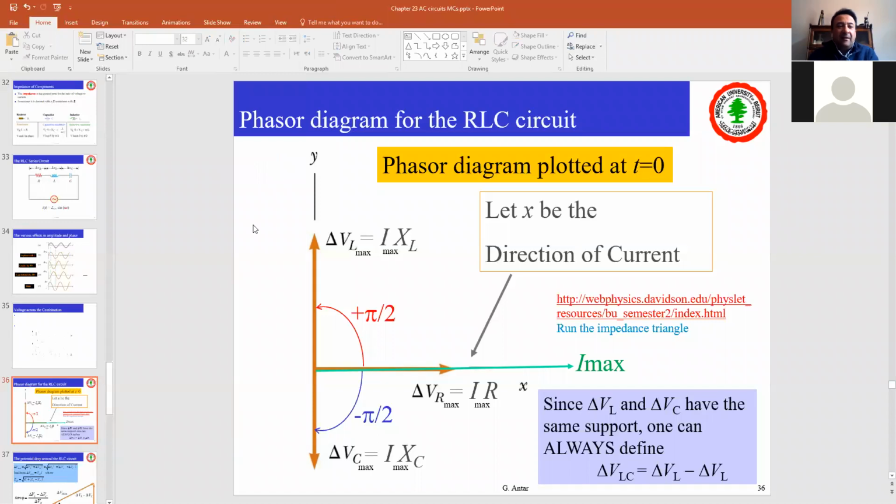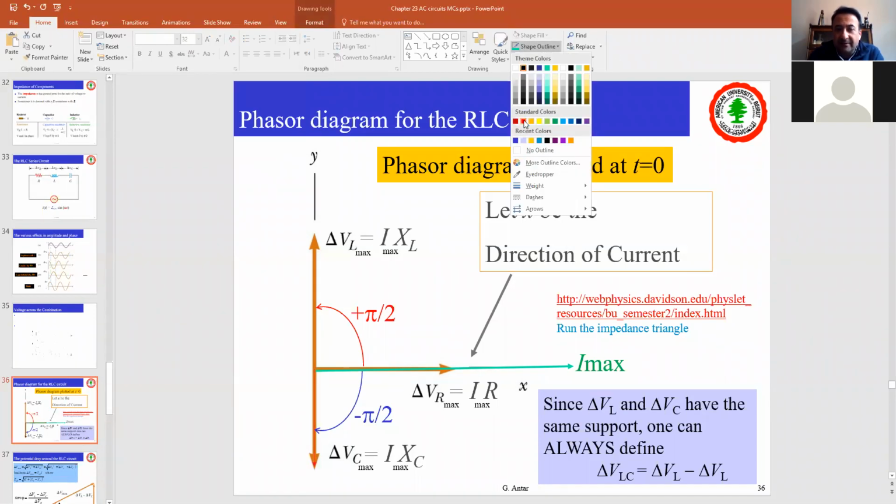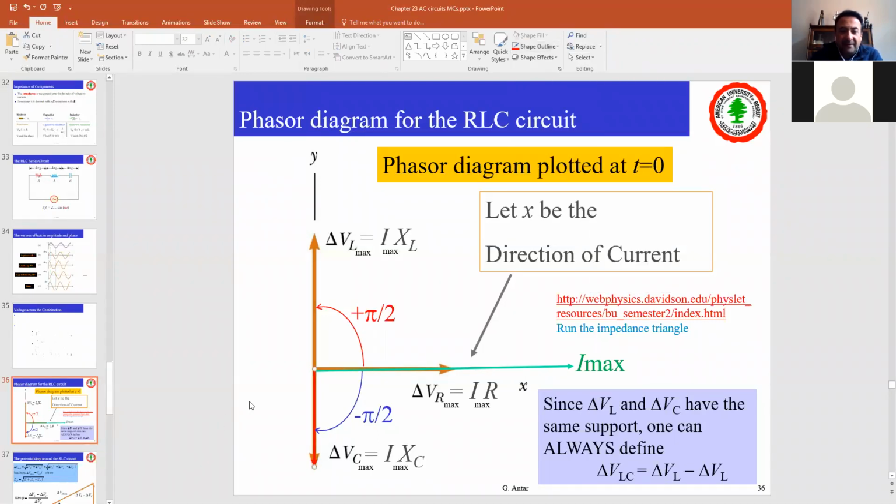Now, what happens to the capacitor? What we said last time: delta VC gives me a minus pi over 2 phase difference. So delta VC max is in this direction. Let's do it in red. So that's my delta VC. The amplitude is delta VC max equal to I max multiplied by XC, capital XC. I remind you that capital XC, the same thing as capital ZC, is equal to 1 over omega C.